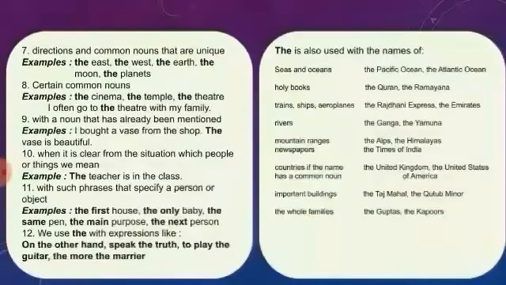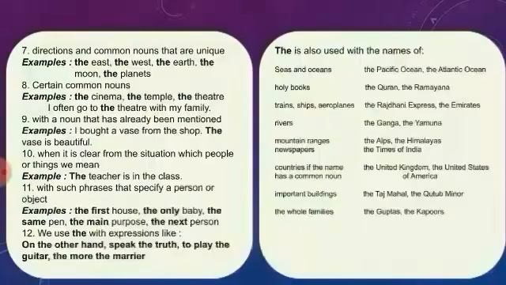Seventh, directions and common nouns that are unique. Example, the east, the west. These are the directions. The earth, that is unique. There is only one earth. The moon, only one moon is there. The planets. So for planets also we will use the article. Eighth, certain common nouns. Example, the cinema, the temple, the theater. I often go to the theater with my family. So for certain common nouns also we use the article.